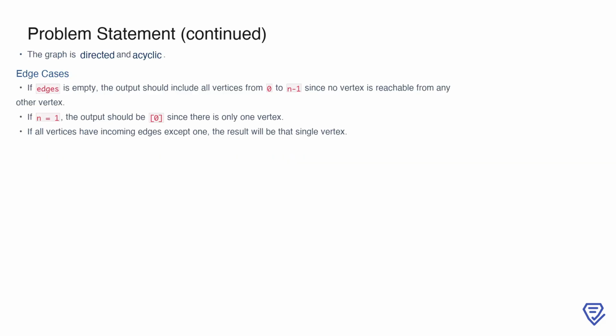The graph has some specific constraints and edge cases to consider. First, the graph is directed and acyclic, meaning it has no cycles. If the edges array is empty, no vertex can reach any other, so the output should include all vertices from 0 to n-1. For a graph with only one vertex, such as when n equals 1, the output is simply 0, because there's only that one vertex. Another edge case arises when all vertices except one have incoming edges. In this situation, the result would be that single vertex, as it serves as the source for all other nodes.